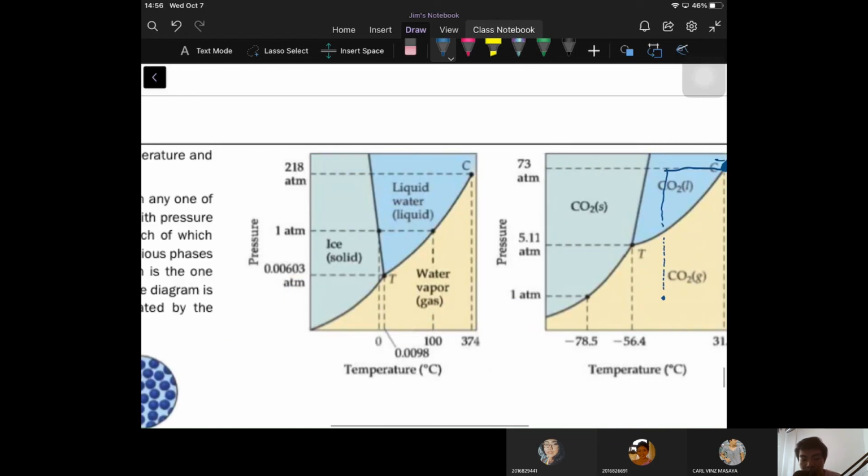Okay, so ganun din yung ginawa sa water na. So, start tayo dito, binaba yung pressure, binaba yung temperature. So, we ended up with the critical point.